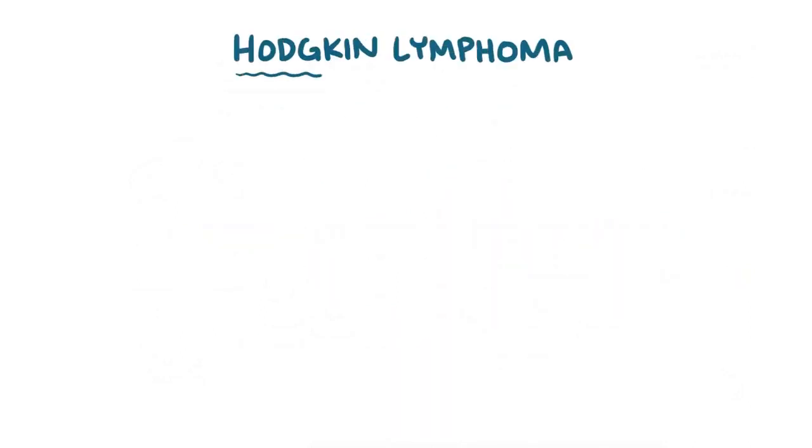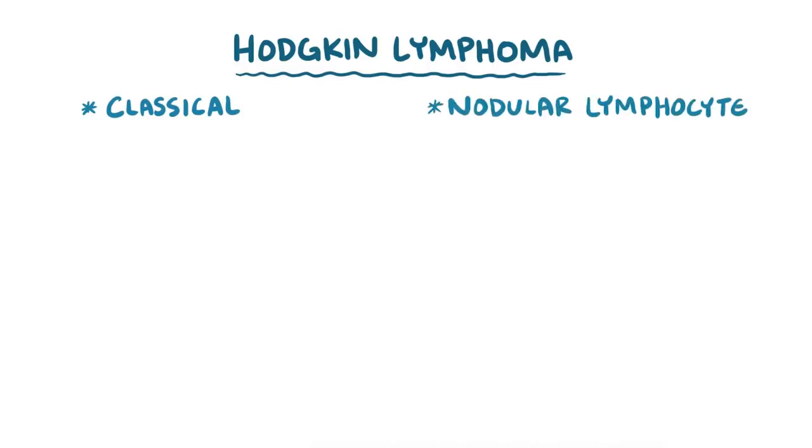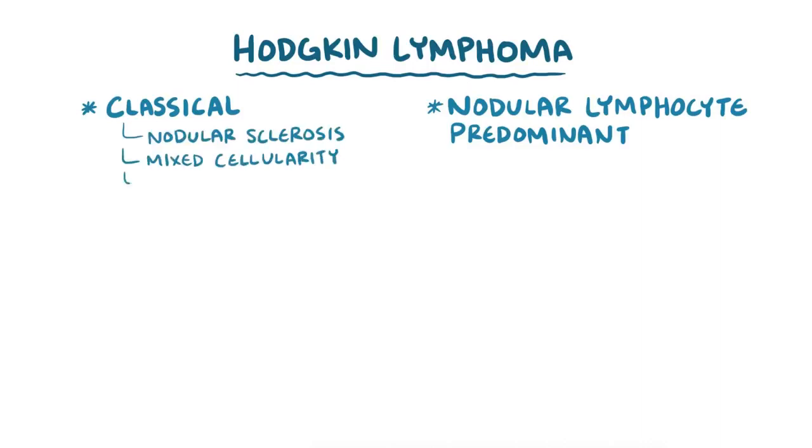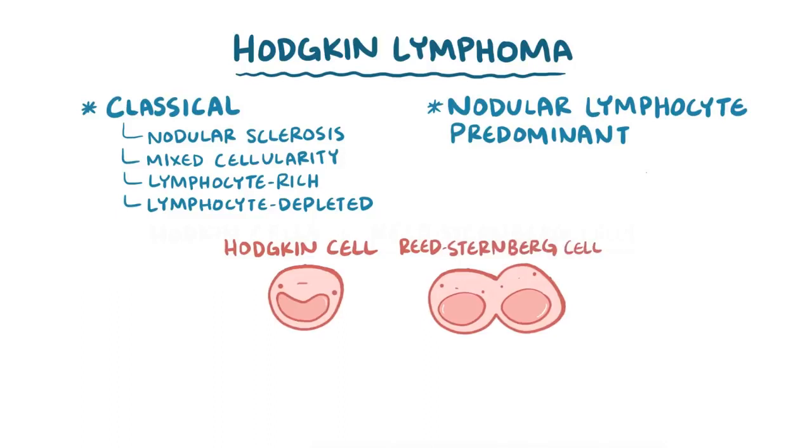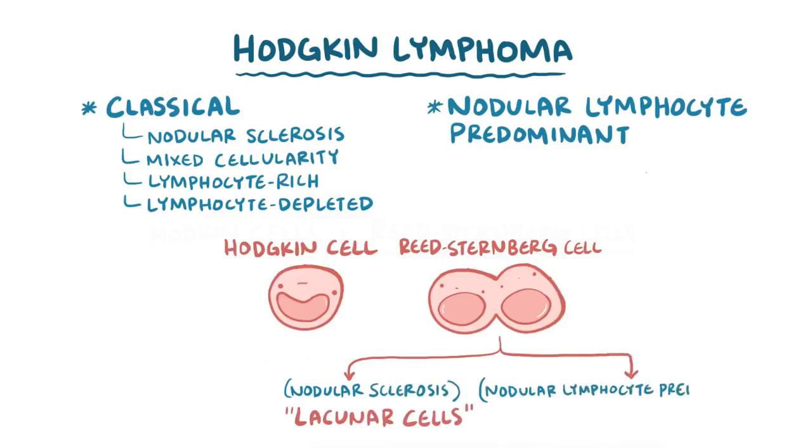Alright, as a quick recap, there are 2 major types of Hodgkin lymphoma: classical Hodgkin lymphoma and nodular lymphocyte predominant Hodgkin lymphoma. Classical Hodgkin lymphoma can be further subdivided into 4 subtypes, classified according to their histologic features. There's nodular sclerosis, mixed cellularity, lymphocyte-rich, and lymphocyte-depleted Hodgkin lymphoma. Hodgkin cells and Reed-Sternberg cells are neoplastic B cells that define Hodgkin lymphoma. In nodular sclerosis, the Reed-Sternberg cells are called lacunar cells. And in nodular lymphocyte predominant Hodgkin lymphoma, the Reed-Sternberg variant cells look like popcorn.